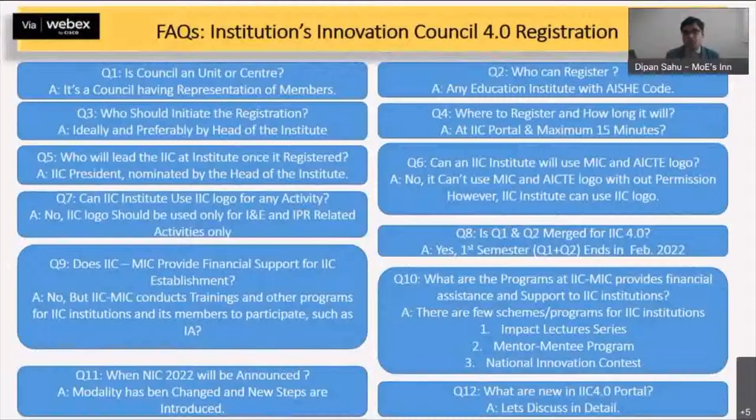Also, we heard a common question from our institutions. When is this NIC, National Innovation Contest 2022, going to be announced? The plus point, the advantage of this system is that the repository belongs to the institute, but it is part of the IIC system. And institute can use this repository for other purposes, like to nominate for other competitions organized by different organizations. So these are the common questions.